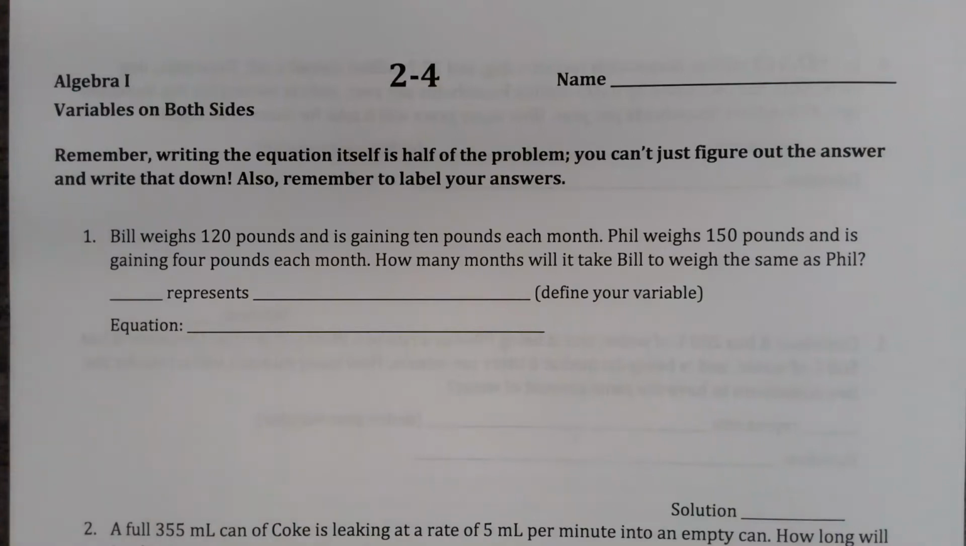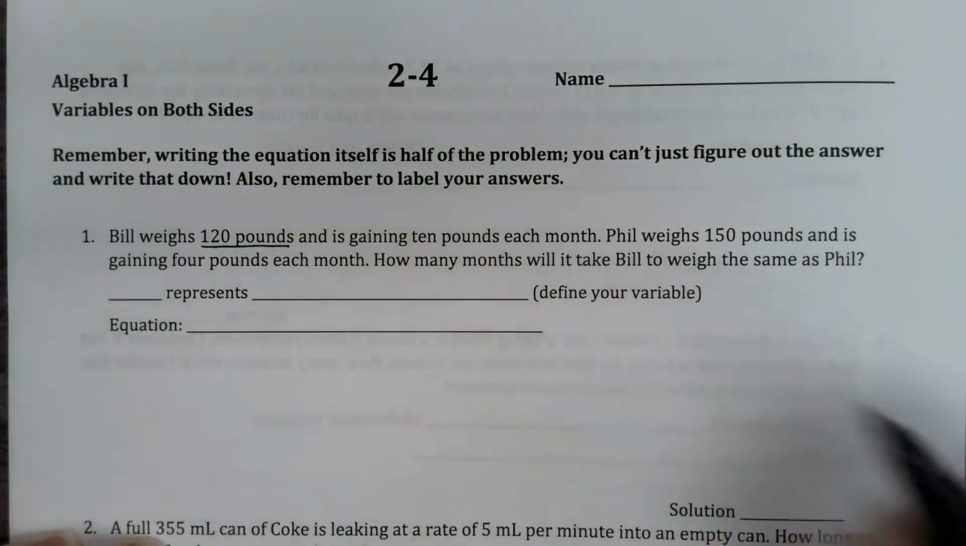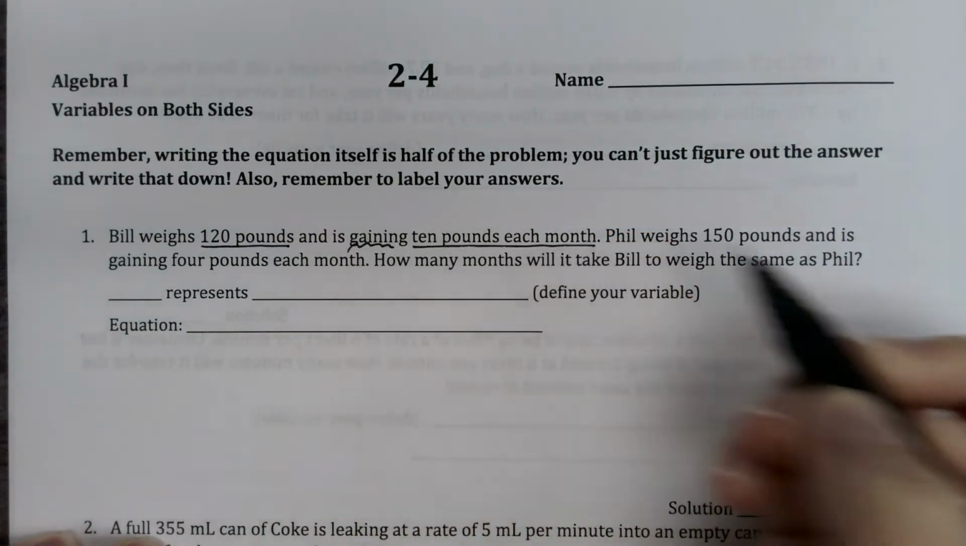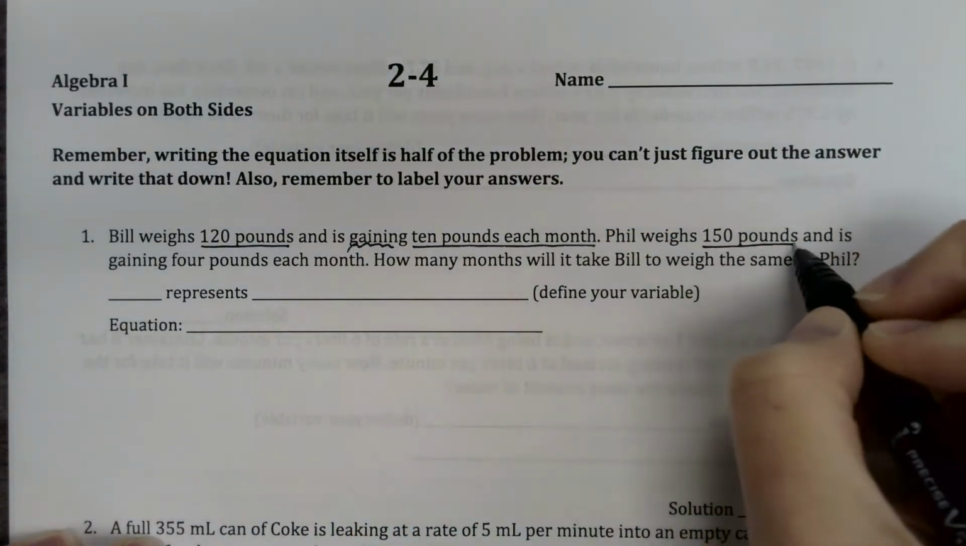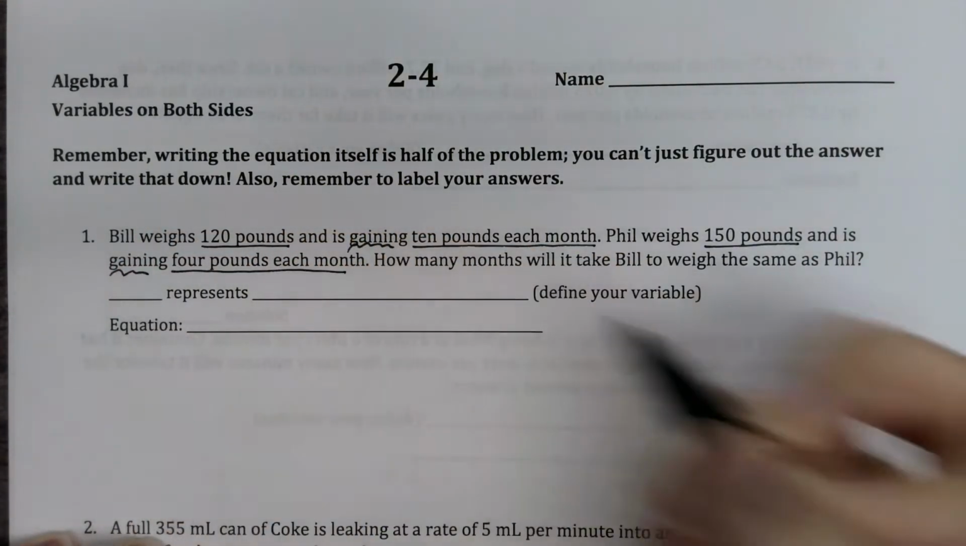All right, so now that you've done some perimeter problems, now we're going to move to where we're setting up the problem and the variables are going to be on both sides of the equation. So looking at number 1, it said Bill weighs 120 pounds and is gaining 10 pounds each month. Phil weighs 150 pounds and is gaining 4 pounds each month.